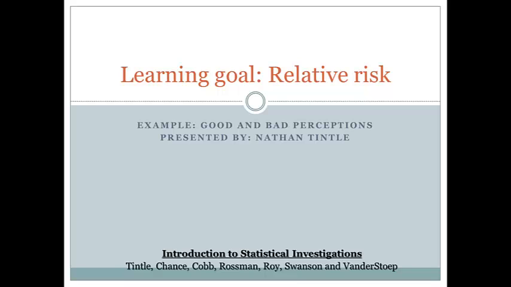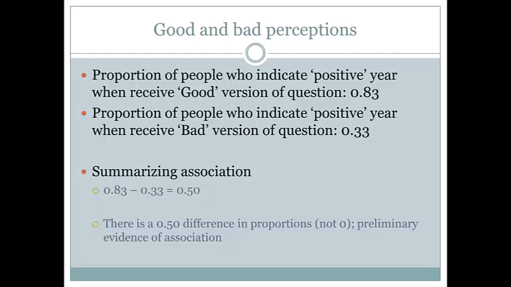In this Learning Goal video, we'll talk about the relative risk using the good and bad perceptions dataset. In this dataset, 83% of people who received the good version of the question indicated they had had a positive year, compared to only 33% of people who received the bad version of the question. If we summarize the association, one way to do that is by taking the difference in those two numbers. 0.83 minus 0.33 is 0.5. So 0.5 is the difference in the proportions between the two groups.